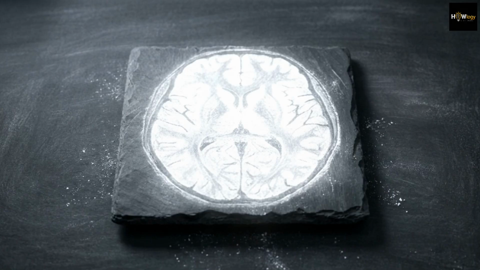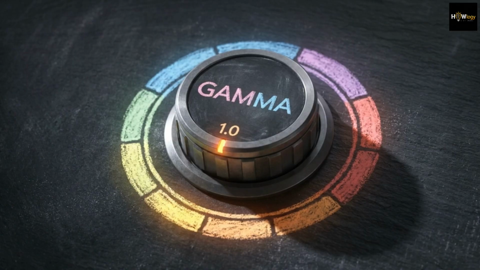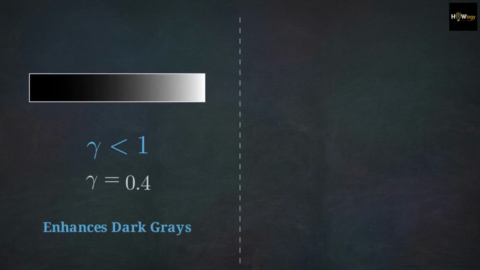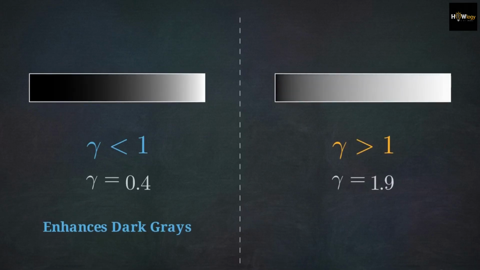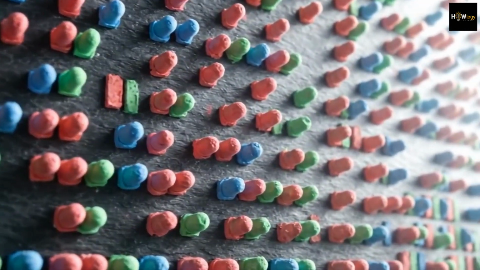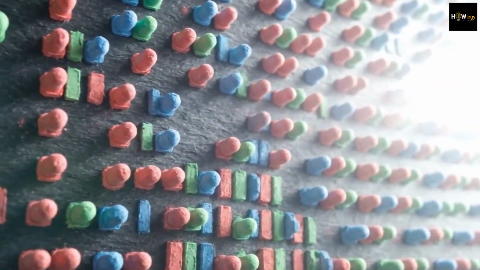screen. If we face the opposite problem, an overly bright, washed-out scan, we reverse the mechanism. An inverse log transform is applied to compress the light values and expand the darker ones. We also use the gamma transformation, or power law, to fine-tune overall display contrast. Setting the gamma below 1 specifically enhances dark grays, while setting it above 1 targets and enhances the light grays. These algorithms rigorously normalize mathematical extremes, so the data can actually survive the physical hardware limitations of our displays.